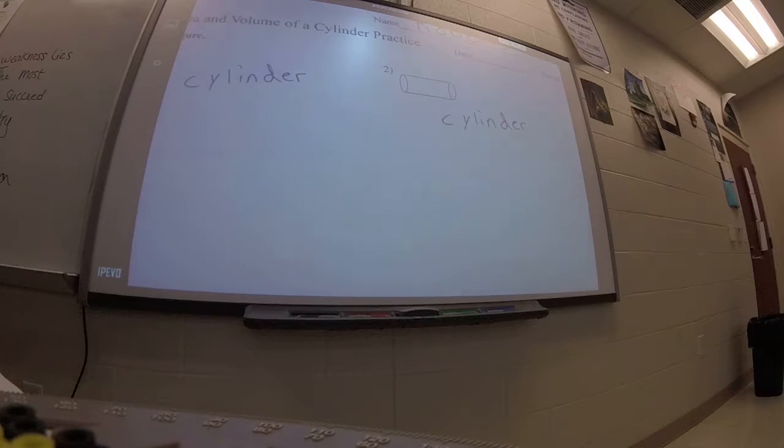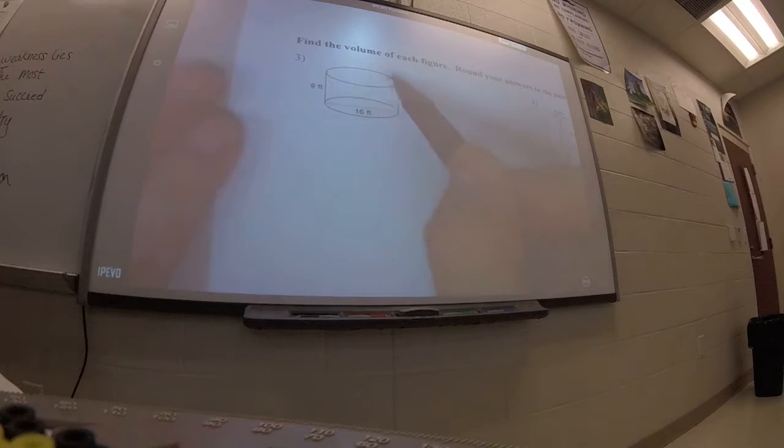Okay? So now that we've got the vocabulary nailed down, and like I said, it's going to get a little more complicated once we get multiple shapes involved. But for now, all we're going to deal with are cylinders. Right? So now let's actually deal with some computation. Find the volume of each figure. Well, we know that it's a cylinder because it has circular bases.